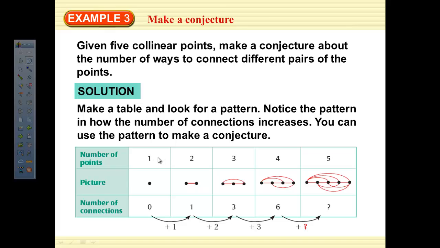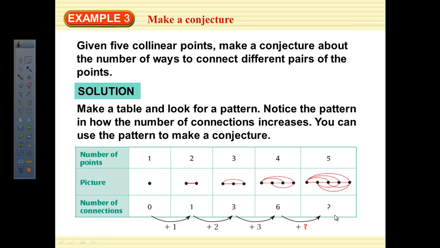So in this case, we have 1 point shown here. There are 0 connections because there's only 1 point. 2 points gives us 1 connection. 3 points gives us 1, 2, and 3 connections. 4 points gives us 1, 2, 3, 4, 5, and 6 here.